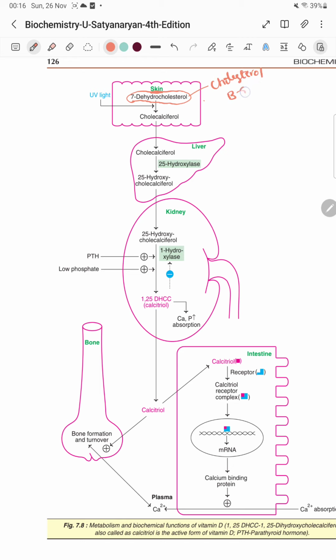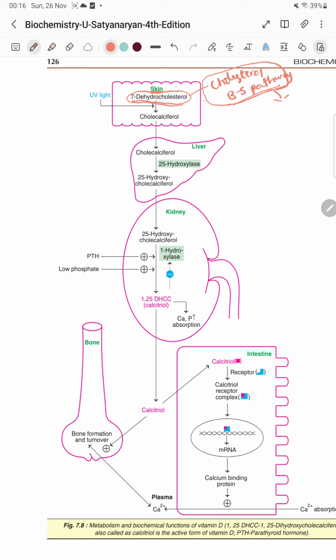This 7-dehydrocholesterol is an intermediate of the cholesterol biosynthesis pathway. Okay, this is a pathway in lipid metabolism. You will read in lipid metabolism. We will see in lipid metabolism. So whilst the cholesterol biosynthesis pathway is going on, this 7-dehydrocholesterol compound will be produced in the middle of the cholesterol biosynthesis pathway.